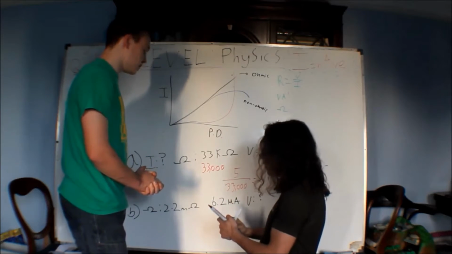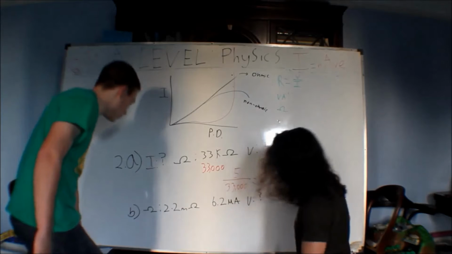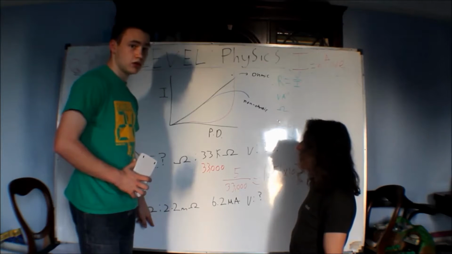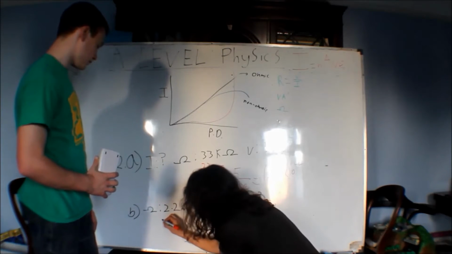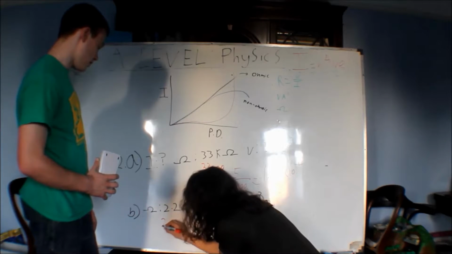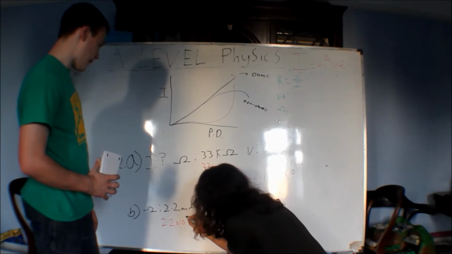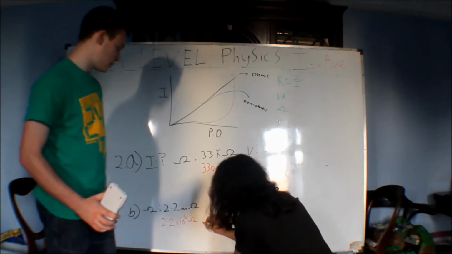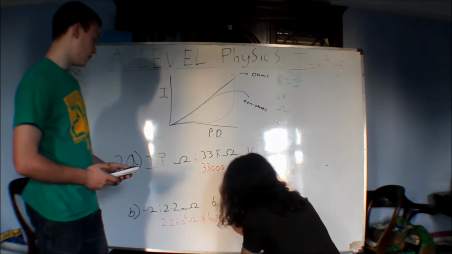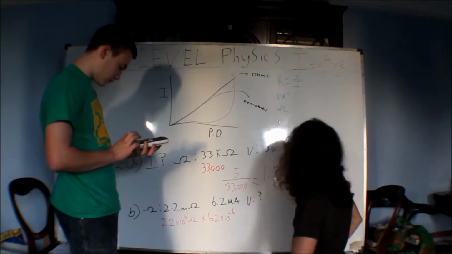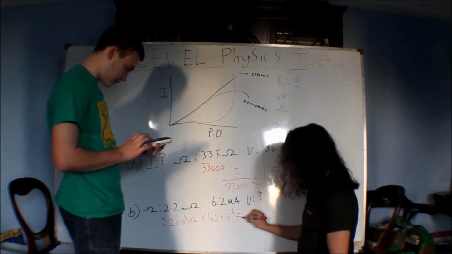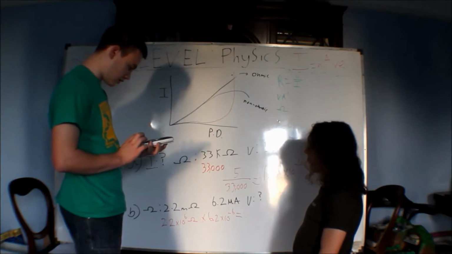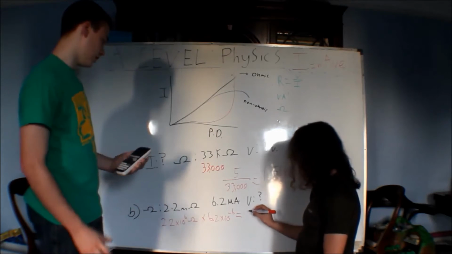So, again, we'll get these all in their normal units. Mega is times 10 to the 6. So it's going to be 2.2 and then 5 noughts. Or we could just write times 10 to the 6. This is going to be 6.2 times 10 to the minus 6. So I'll type that in there. 2.2 times 10 to the 6 times 6.2 times 10 to the minus 6. 13.64.